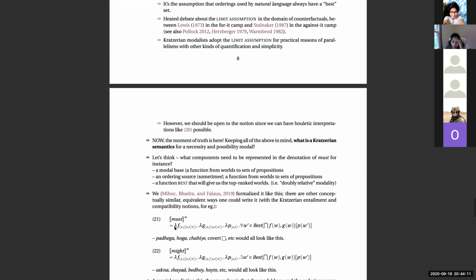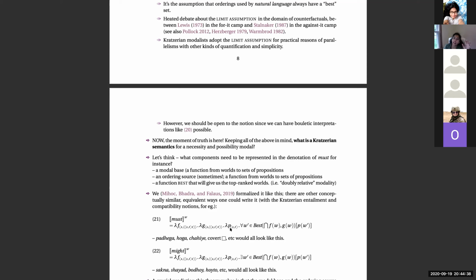So for must, you have lambda f, meaning you need to supply it a modal base first. The types are given underneath. Then, if you need to, you can give it an ordering source. Now the ordering source can be empty, so that thing might not compositionally play a role. Then you have your proposition that will sit underneath the modal.